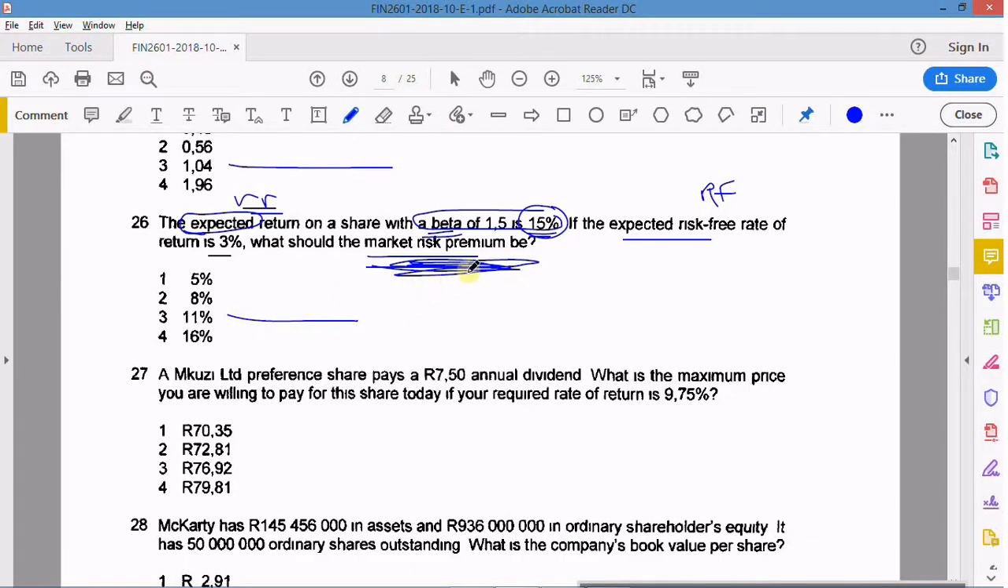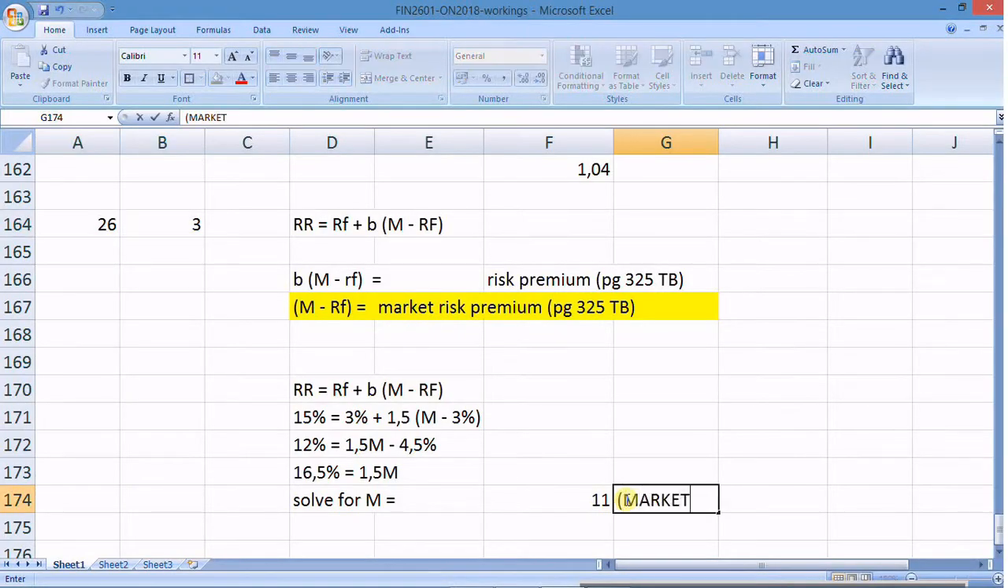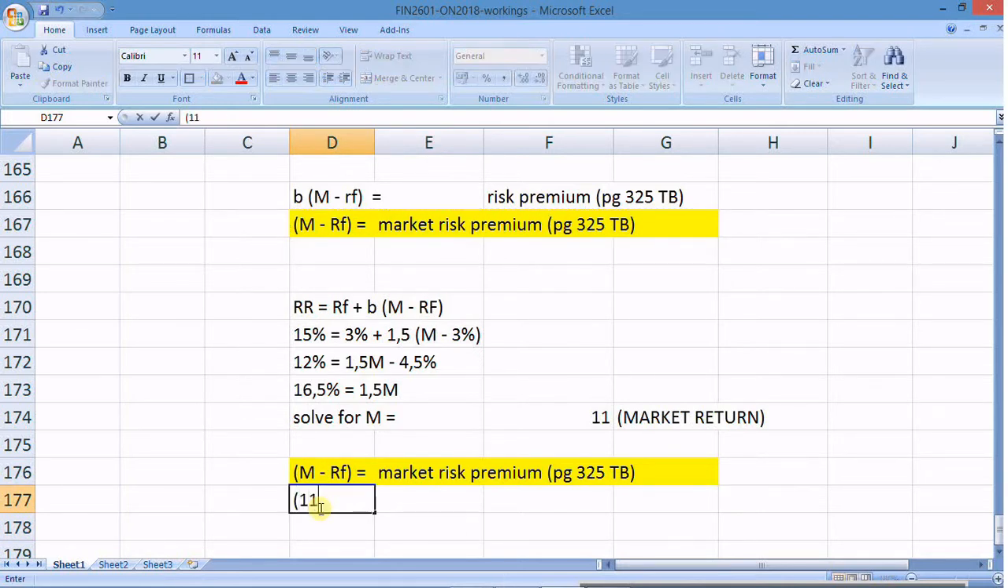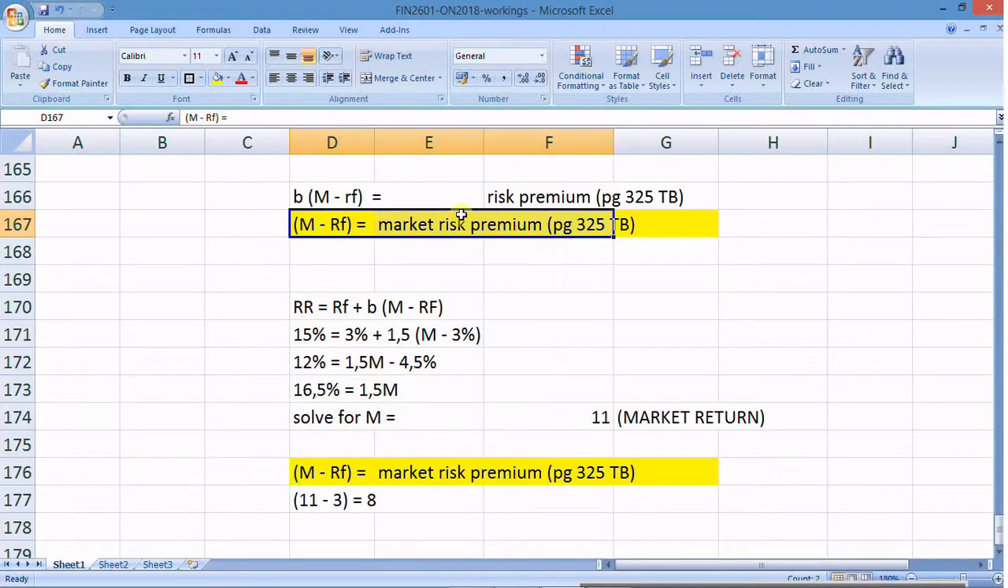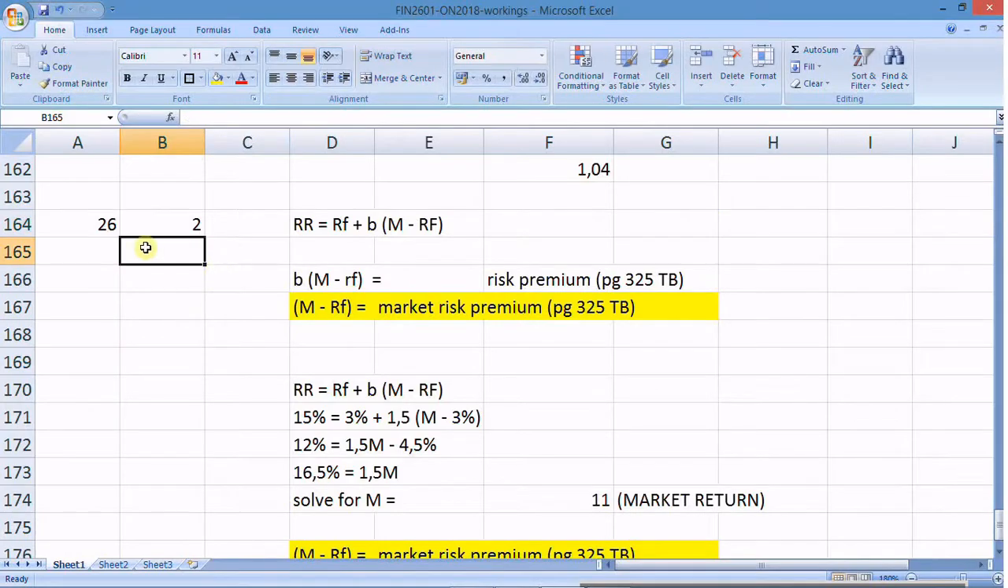Oh, hold on. It's not 11. This is the market return, not the risk premium. Almost got caught. 11 minus 3 equals 8. That's the right answer. Trick question, because they asked what is the market risk premium. So it's the market return minus the risk-free. So it must be 8. Got that? Yes.